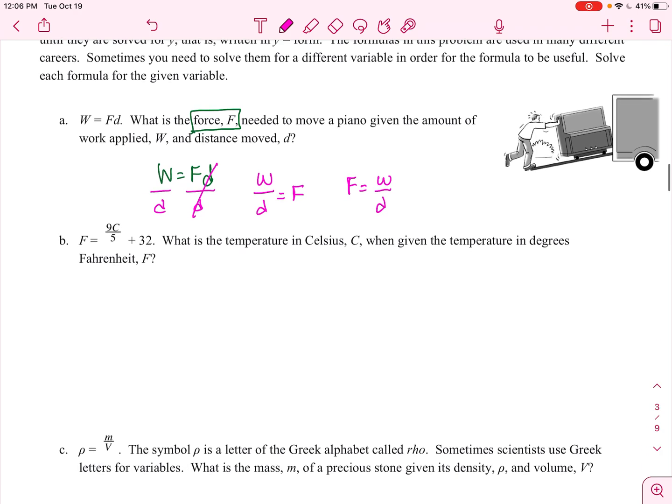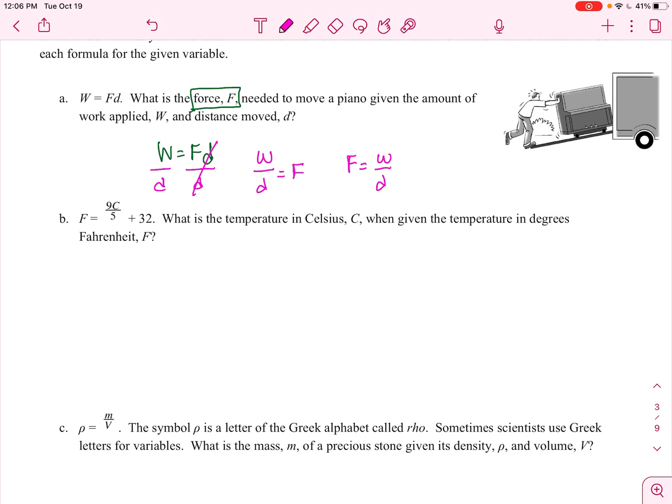And then we have this Fahrenheit equation that would convert Celsius to Fahrenheit. But what if you wanted it the other way around? Fahrenheit equals 9 Celsius over 5 plus 32. Let's solve for C. I would first want to subtract 32 on both sides. So I'm left with Fahrenheit minus 32 equals 9C over 5.